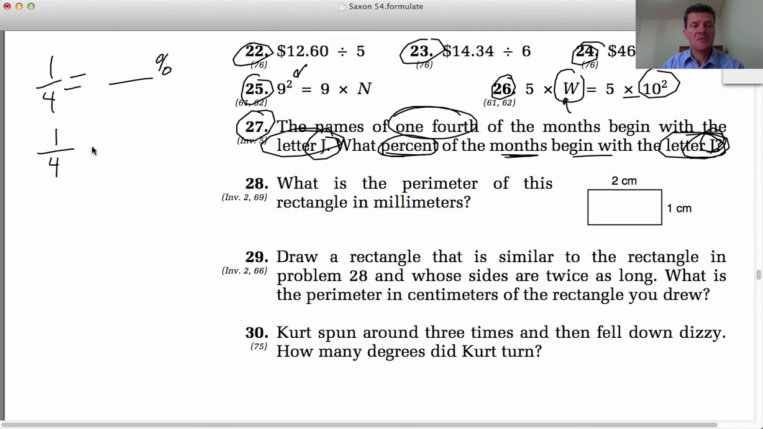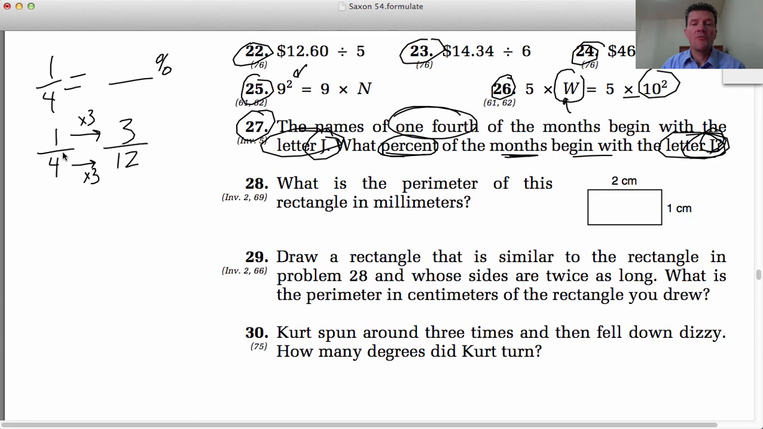Well, let's think of it this way. There aren't only 4 months in the year, there are 12. So what if I said, well, how many is that out of 12? That means if I take the bottom number, 4, and I multiply by 3, I get 12. That means I need to multiply the top number by 3 as well to find out what that top number is. 1 times 3 is 3.